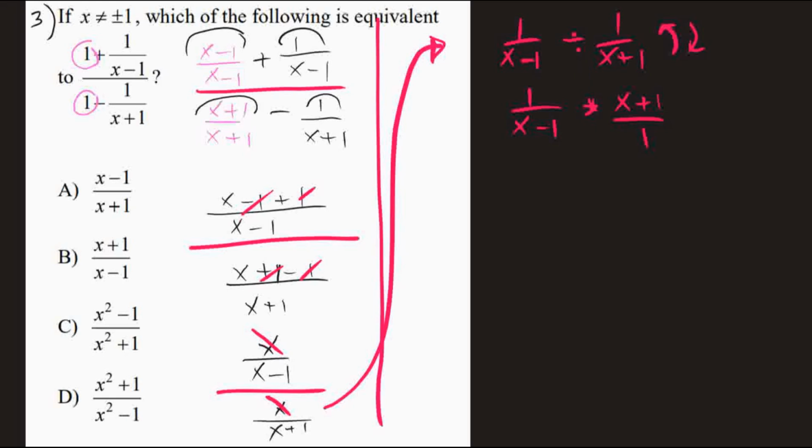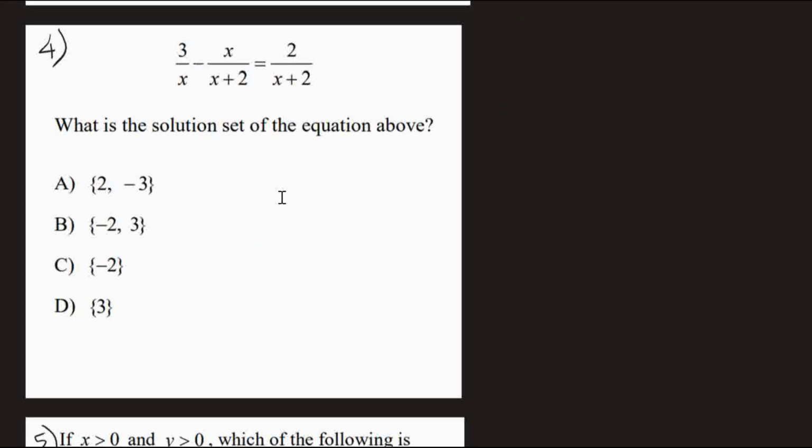Now here we get times 1 is the same. X plus 1 times 1 is x plus 1. X minus 1 times 1 is x minus 1. So we get the same. This will be B for our answer. Let's see next question, number 4.